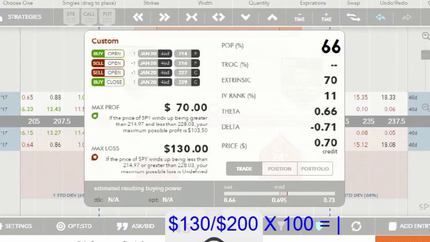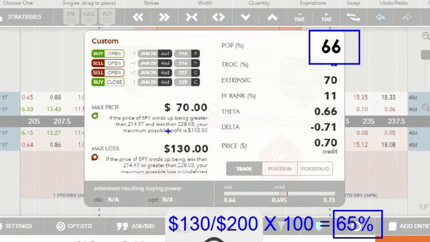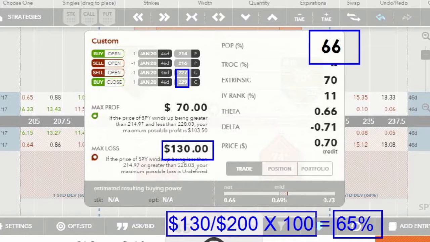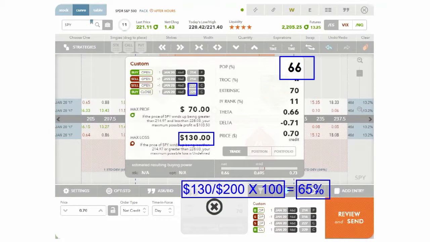And if you do this right here, you end up at 65%. Well, remember the software says 66, so not bad, right? The shorthand formula is pretty good. All we do is we take our max potential loss divided by the width of our strikes, which is $2 down here, multiply it by 100 to turn it into a percentage, and there you go. Our shorthand formula works out pretty darn well. And it shows us we have a roughly 65% POP, roughly 65% chance of making at least $1 on this trade.